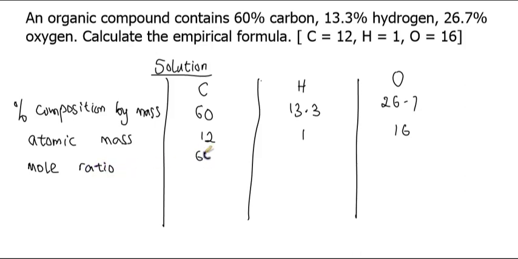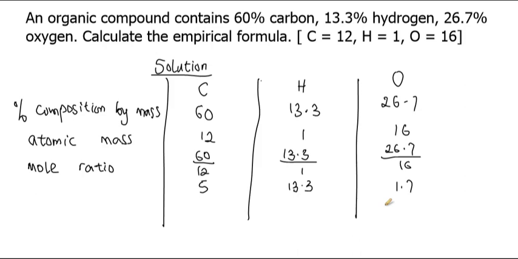I have 60 divided by 12. Here I have 13.3 divided by 1, 26.7 divided by 16. So dividing this, for carbon we have 5, for hydrogen 13.3, and for oxygen we have 1.7. This could have been the end in determining the empirical formula, but our formula must not contain a decimal value. It should be in whole numbers. That is, I mean the subscript of the elements in the formula.